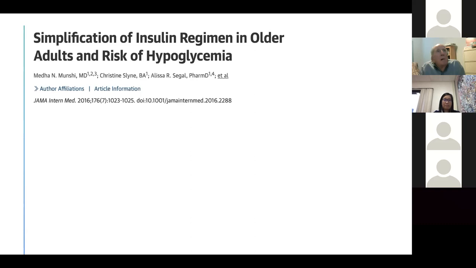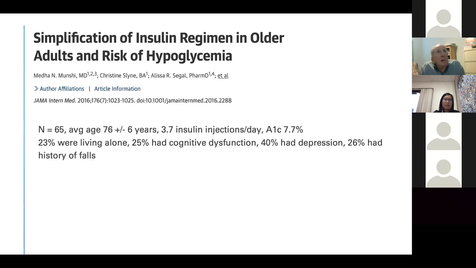Dr. Munshi did a study looking at older adults and whether we could simplify their insulin regimen and whether it had an impact on their A1C, their glycemic control, and hypoglycemia risk. I'll show you the results of what she found, and I'll also share the algorithm that she created that can be quite helpful in approaching these patients. She looked at 65 older adults whose average age was about 76. They were on about 3.7 insulin injections per day, and the A1C average was 7.7%.